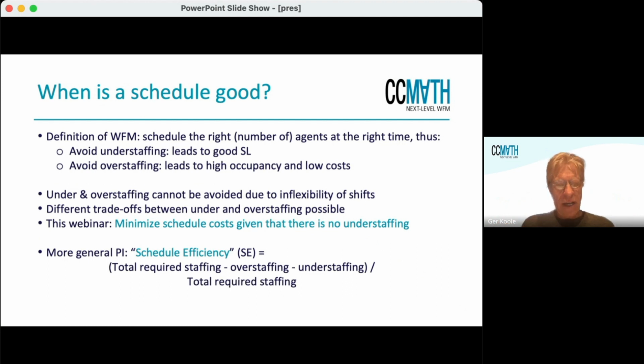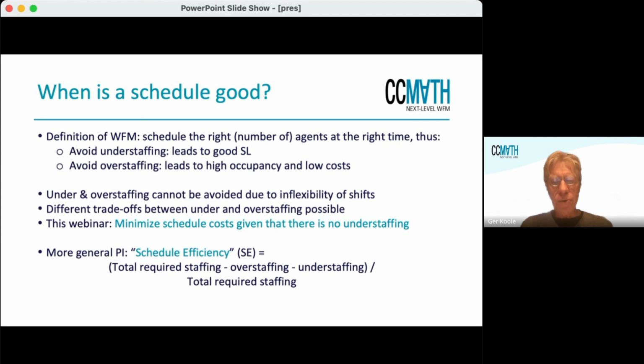And then you divide by the total required staff. So that we'll call schedule efficiency. Here, over- and understaffing are equally weighted. You can also think of other forms where, for example, understaffing is more expensive than overstaffing. So you come up with something like weighted schedule efficiency.